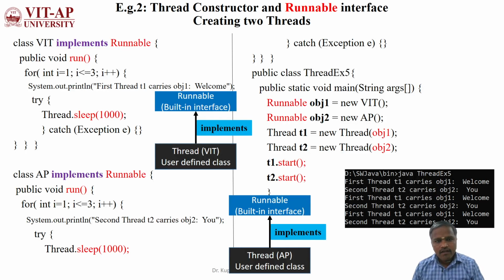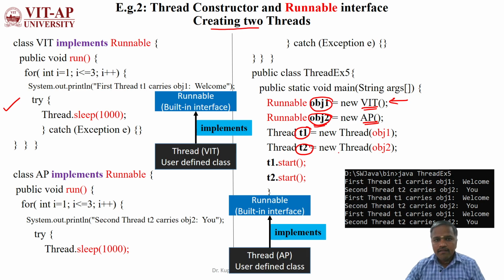Hi everyone. In this video, we are going to see how to create multiple threads by using a single object. This example we already discussed in the previous video by creating two threads for two different classes. You see here, object 1 belongs to the class VIT, object 2 belongs to class AP, and object 2 is working for thread 2, object 1 is working for thread 1. So two different threads are using two different class objects.